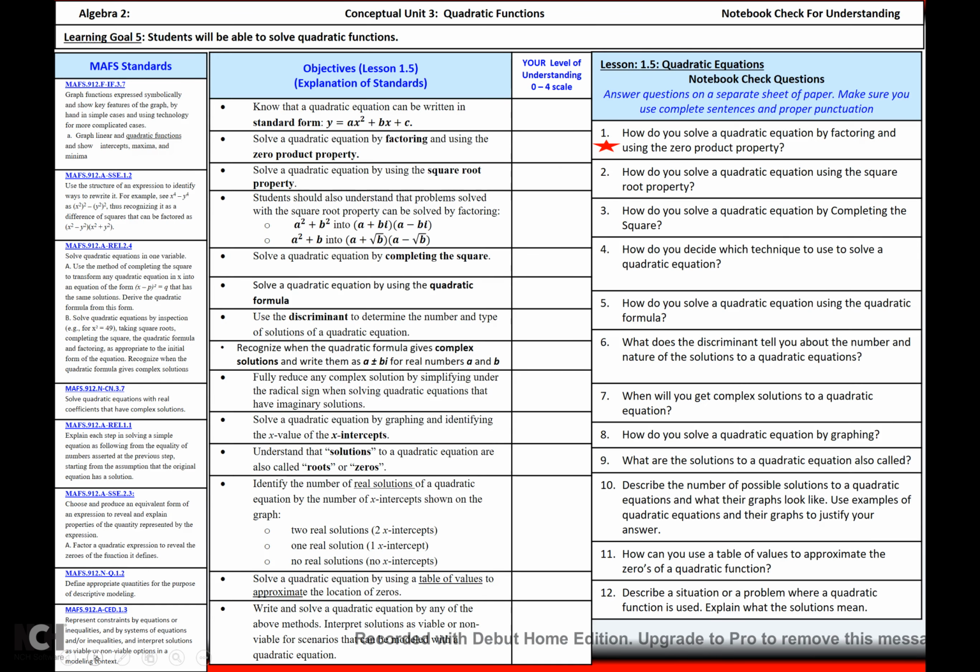Alright, so how do you solve a quadratic equation by factoring and using the zero product property? Well, you factor either using, when a is 1, it's just 2 binomials with the factors of c. If a isn't 1, then you have to do the whole a times c song. But then once you find your factors, then you set each one to 0 and solve.